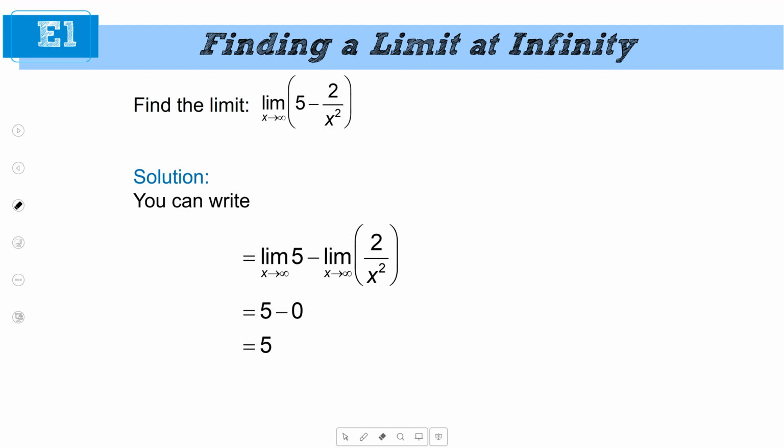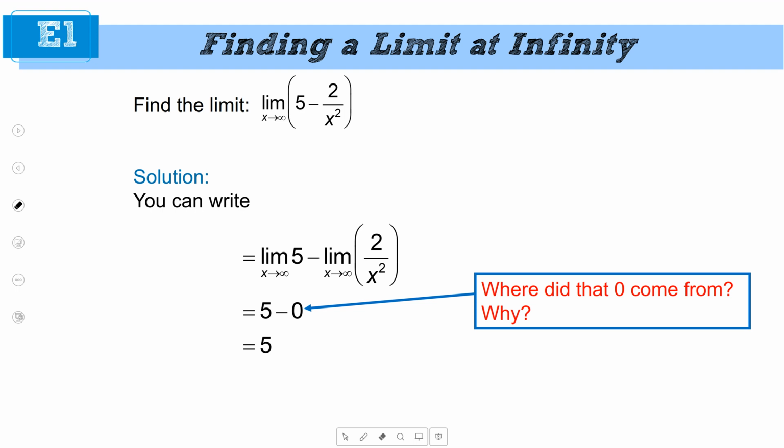Could have split it into a difference, because the limit of a difference is the difference of a limit. That would have worked. But that's still just what we did, algebraically manipulated. Where did 0 come from? You divide 2 by a really, really big number and it becomes 0.